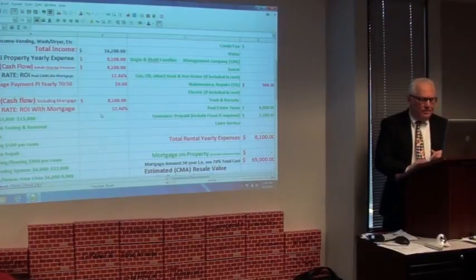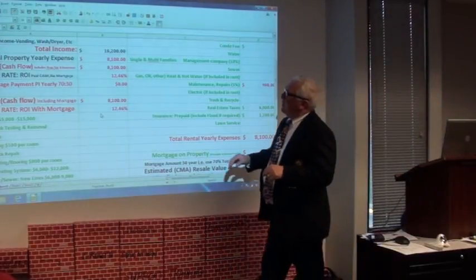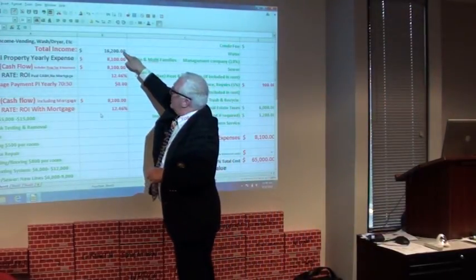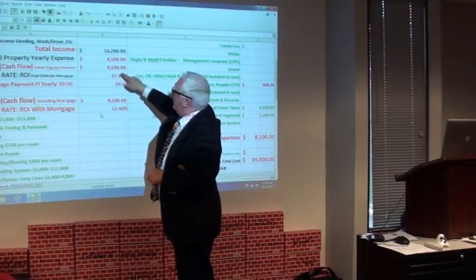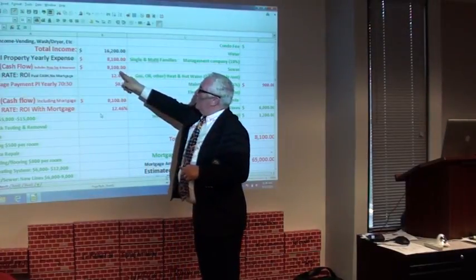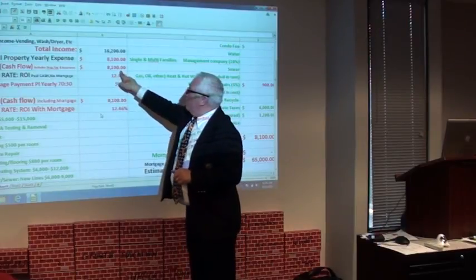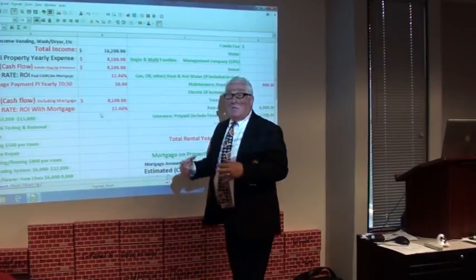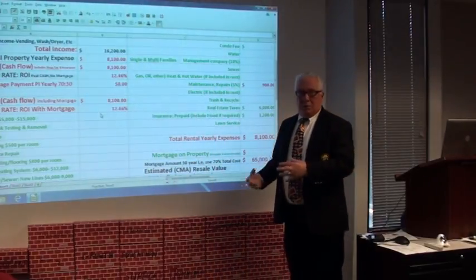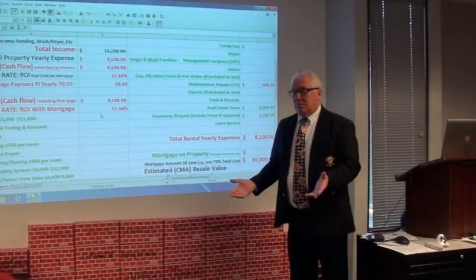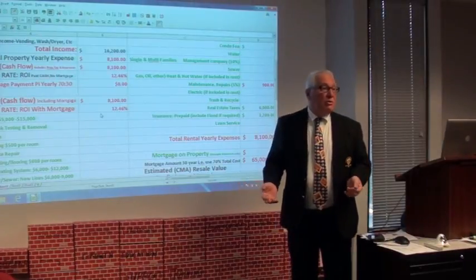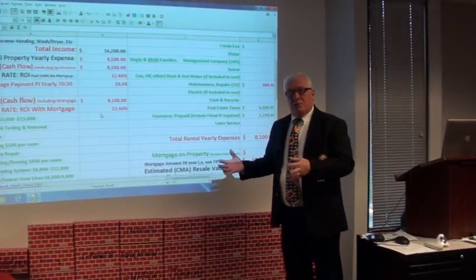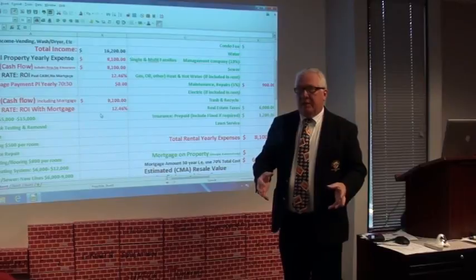Here, in this case now, with the income of 16,200 yearly, with expenses including property taxes, we're going to pick up a yearly income of 8,100, or a 12% return on your money. So now this one becomes a good property to buy and hold. Absolutely. So now you're getting a return on your investment. So now this comes into a different play.